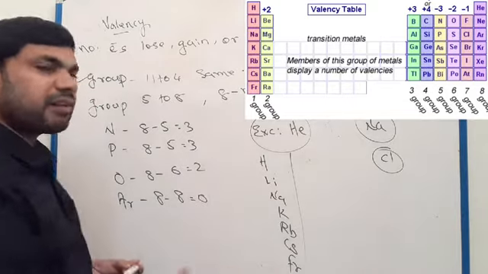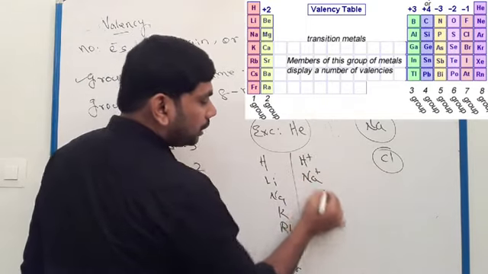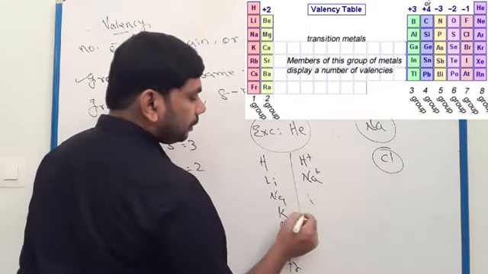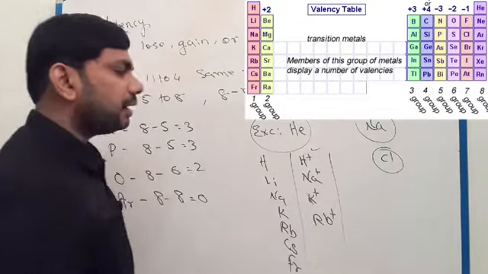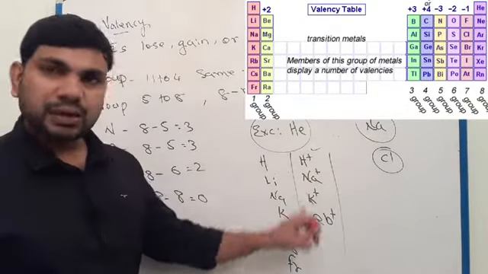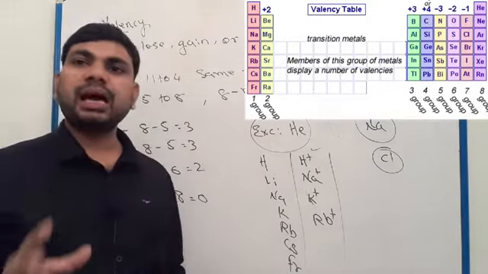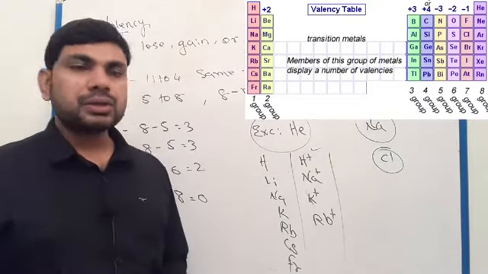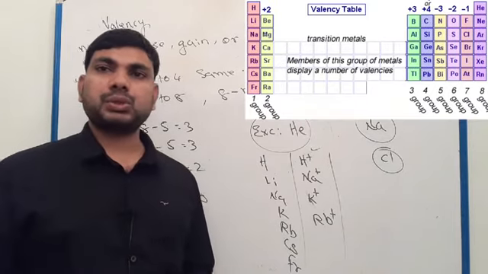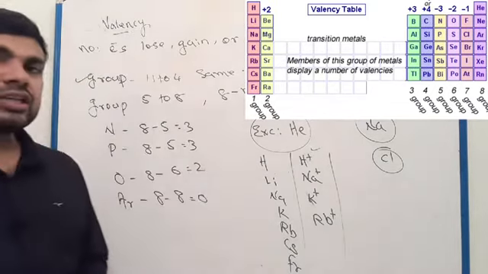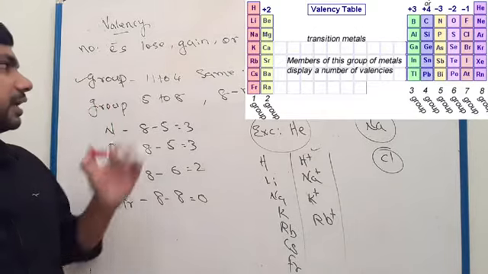Group 1, their valency is 1. Valency 1 means the charge of hydrogen is 1, charge of sodium is 1. Lithium plus 1. Similarly, potassium plus 1, rubidium plus 1. So valency 1 means they are monovalent and they have a plus 1 charge. Group 2, their valency is 2, which means all group 2 elements have a plus 2 charge. So beryllium plus 2, magnesium plus 2, calcium plus 2. So you can find their charge also from valency. Clear? So for 1 to 4, their valency is the same as the group number.